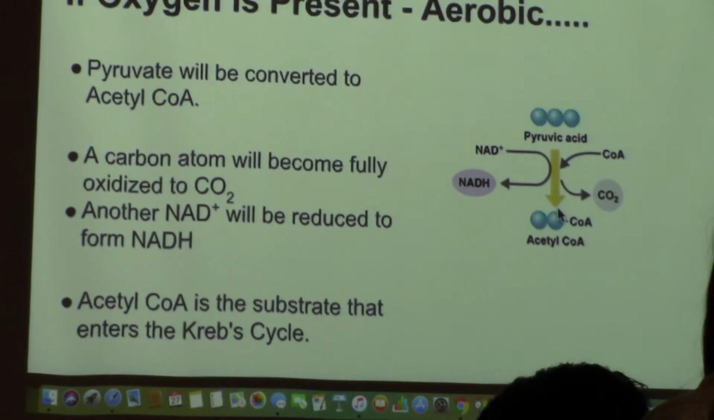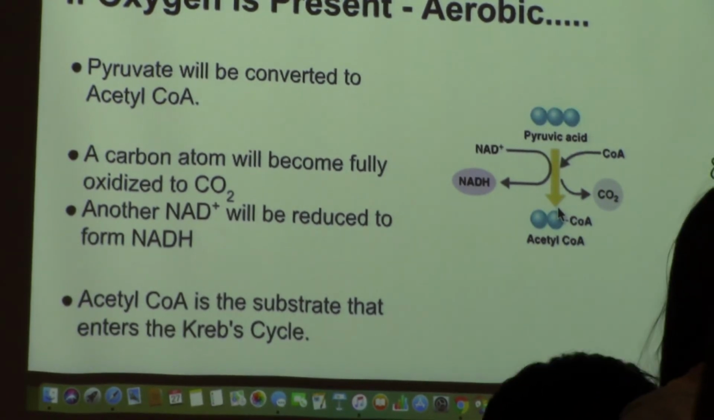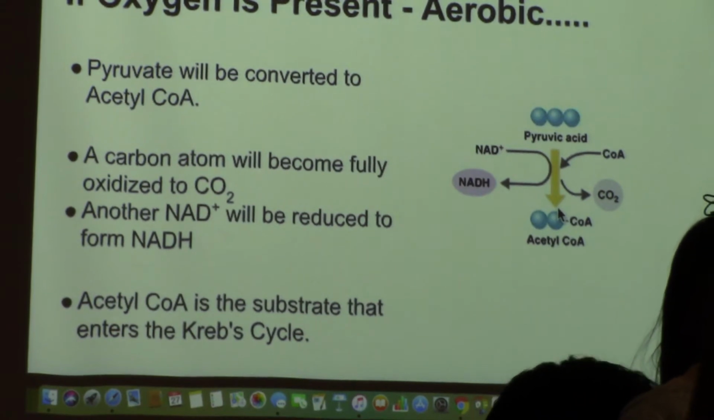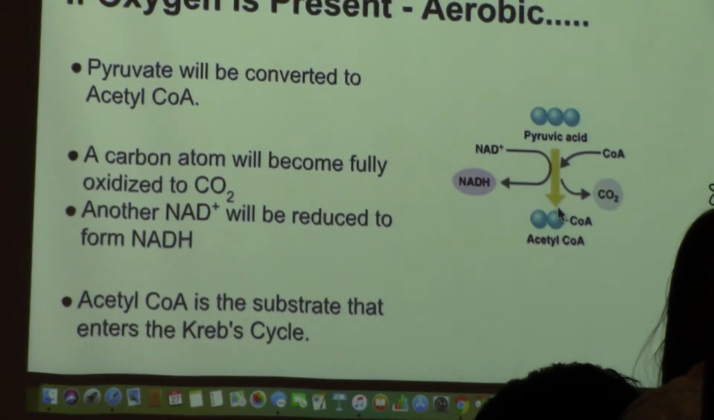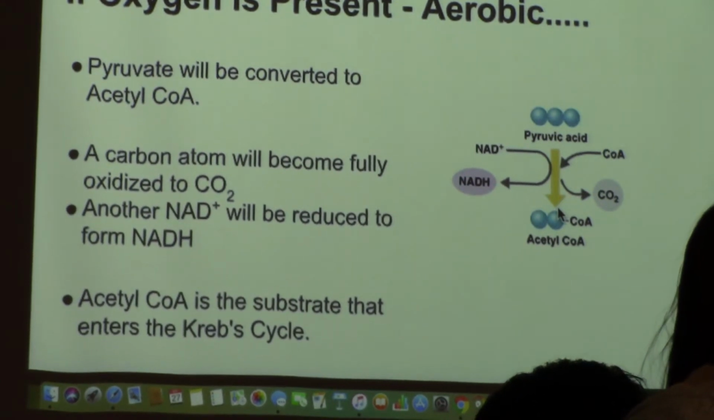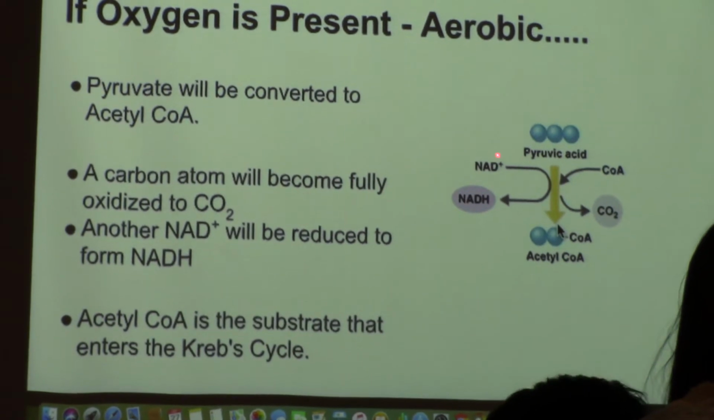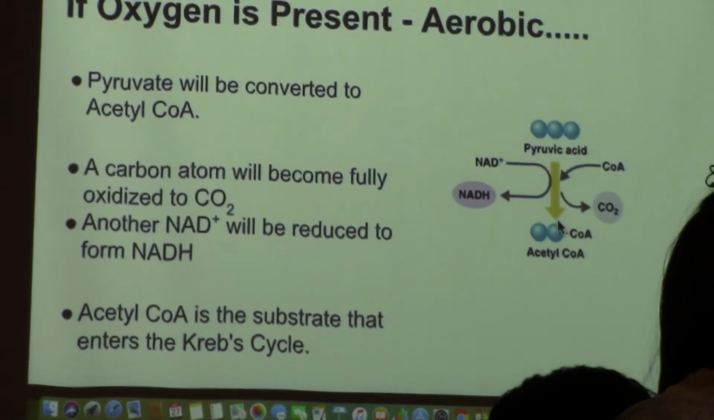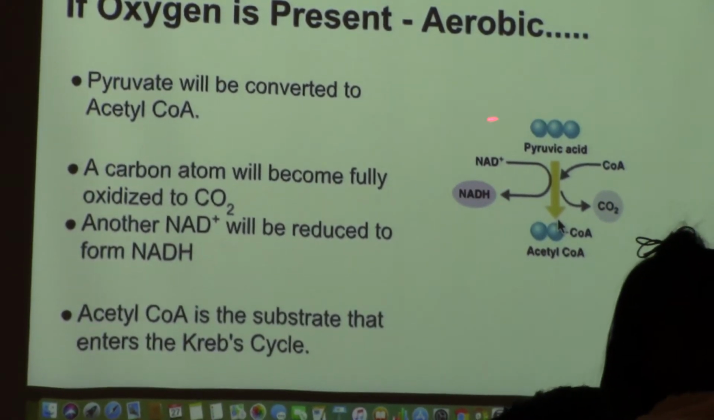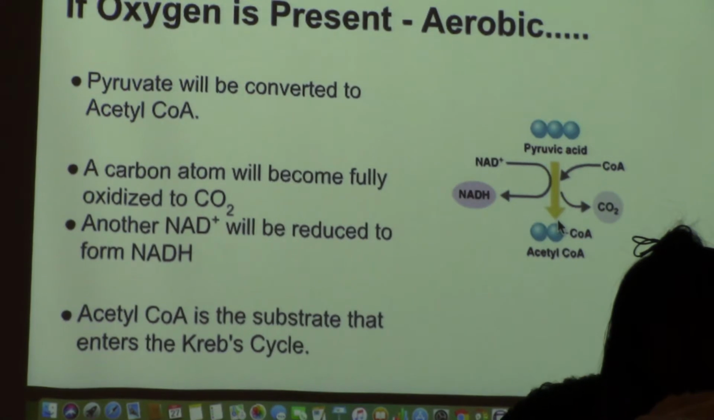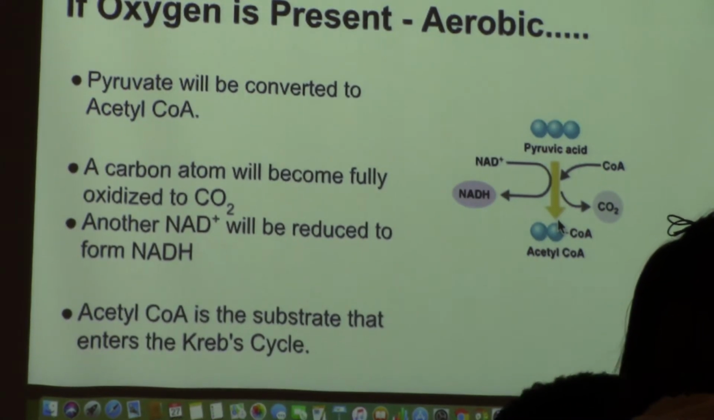Are pyruvate and pyruvic acid interchangeable? Pyruvate and pyruvic acid are the same molecule. One is the carboxylic acid and one is the salt of the carboxylic acid. Pyruvic acid has more energy than acetyl-CoA, and NAD plus has less energy than NADH. We've oxidized pyruvate to acetyl-CoA, and we've reduced NAD plus. This is now a high energy molecule. In the process, we've lost a CO2.